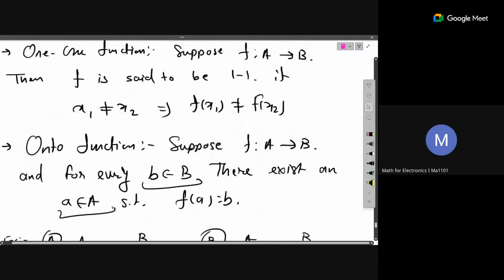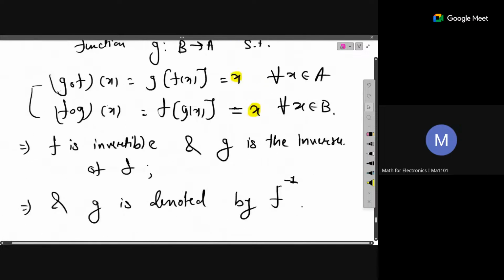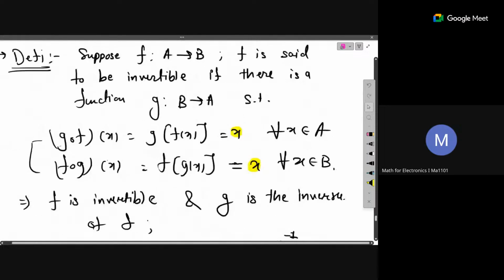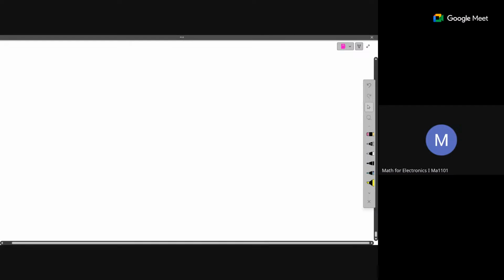Okay, is there any doubt over the concept of inverse function? The first definition and the second correspondence of onto or 1-1 and onto. If you have any doubt, you can just tell me. Or else we can move on.